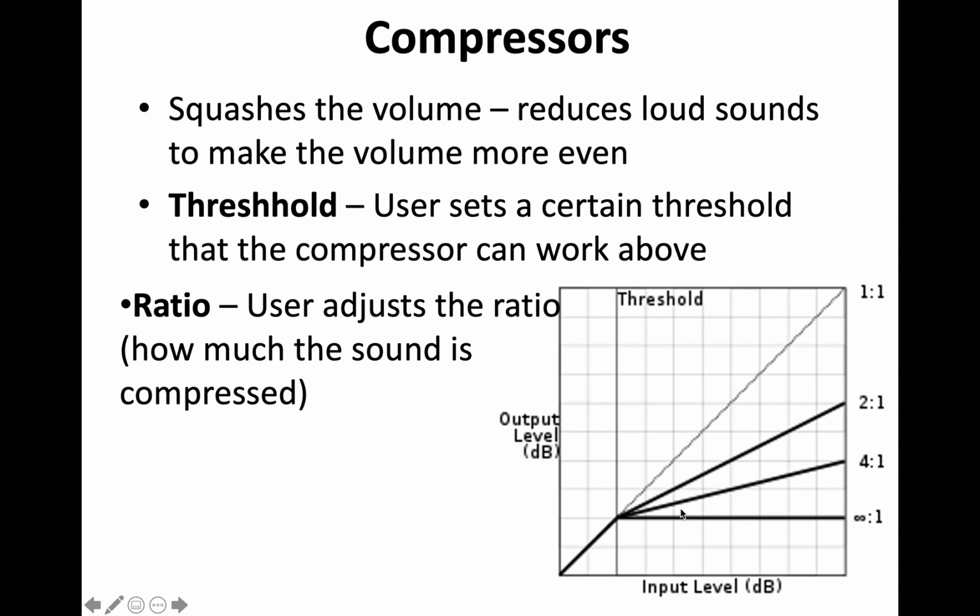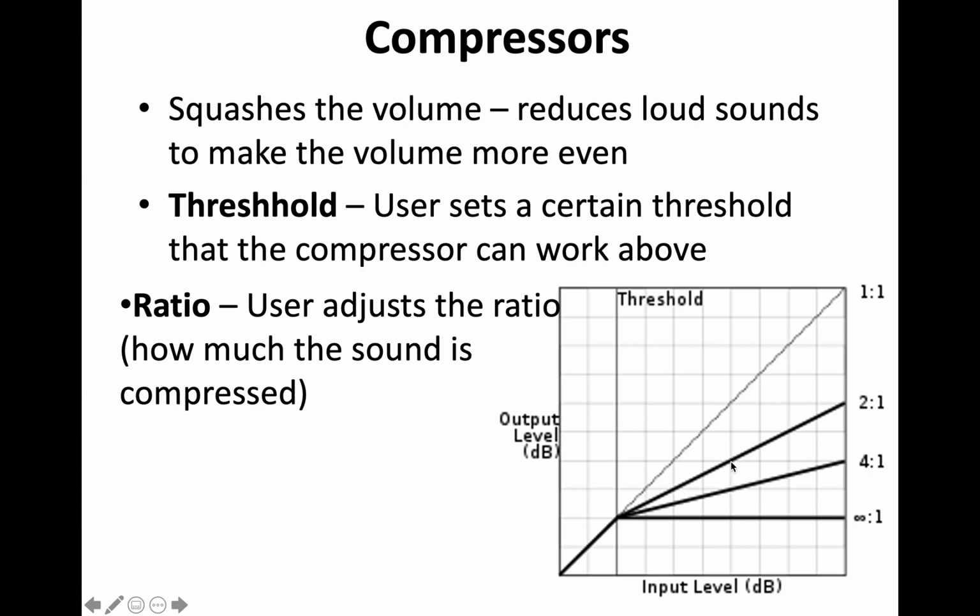2:1 means that for every 2 decibels the input level increases, the output level is going to be squashed down to 1 decibel. So you can see that for 2 squares, the input level has gone up, the output level has only gone up 1. For 4 squares, the input level increases, the output has only increased 2.